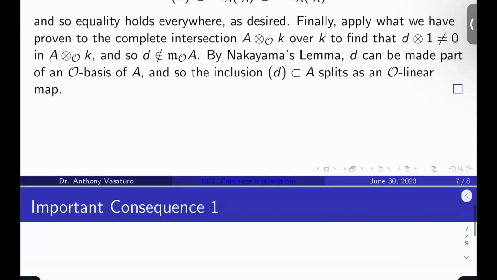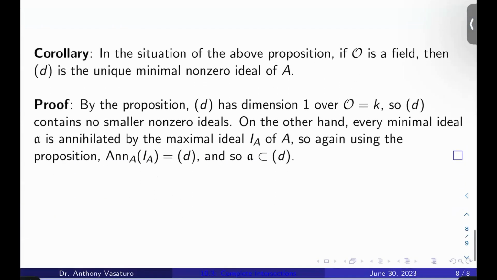Okay, so let's look at some important consequences of this proposition. The first corollary is that in the situation of the above proposition, proposition 3, if O is a field actually, then the ideal generated by D is actually the unique minimal non-zero ideal of A. This will be a fact that we'll use. So this is easy. By the proposition, the ideal generated by D has dimension 1 over O, which is just K, right?